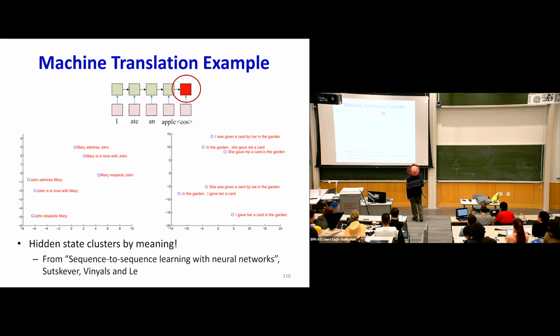Same thing over here. I was given a card by her in the garden. In the garden, she gave me a card. She gave me a card in the garden. She was given a card by me in the garden. In the garden, I gave her a card. I gave her a card in the garden. You can see that they're all different sentences, but the arrangements are the same. The relationships are the same. The network actually seems to capture the semantic structure in the data, right?